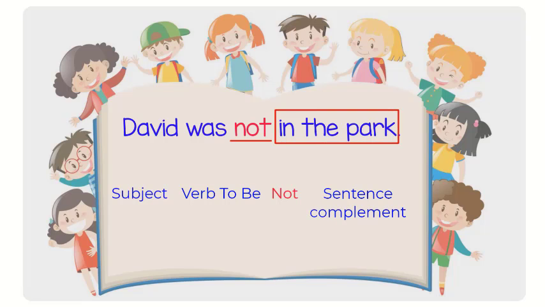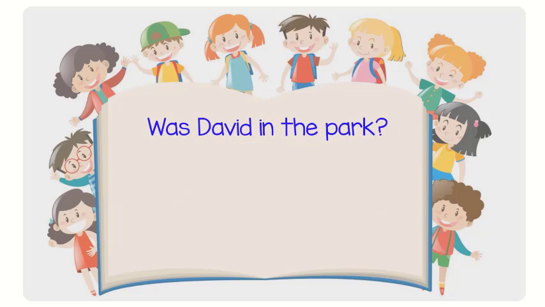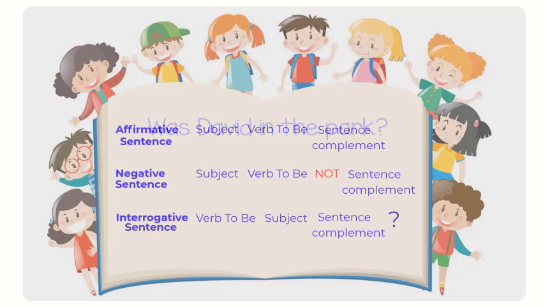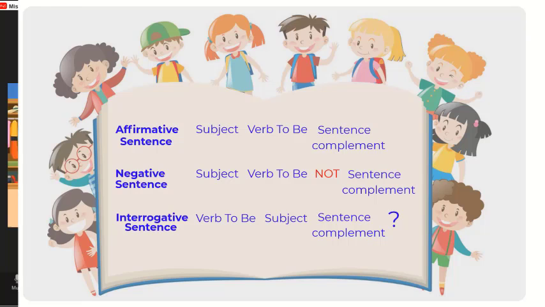Now the interrogative form. Was David in the park? The word order is verb, subject, and sentence complement. Now that you know the formulas are the same, use them.